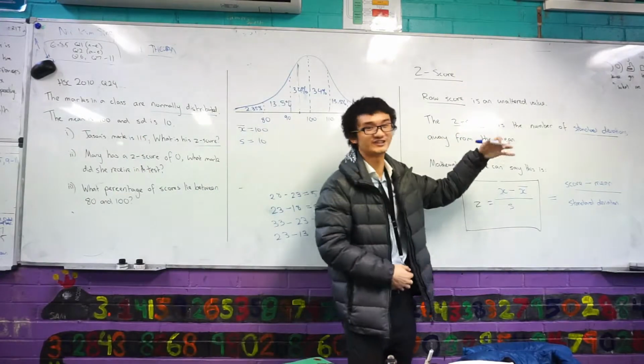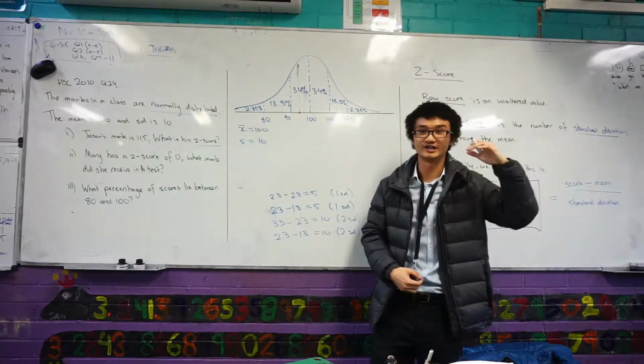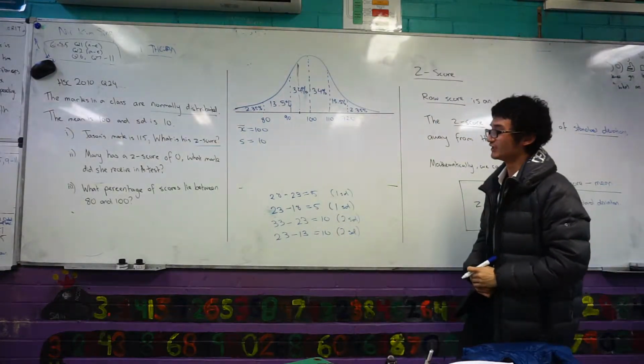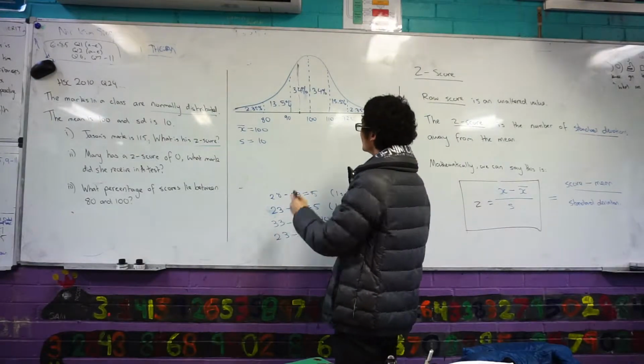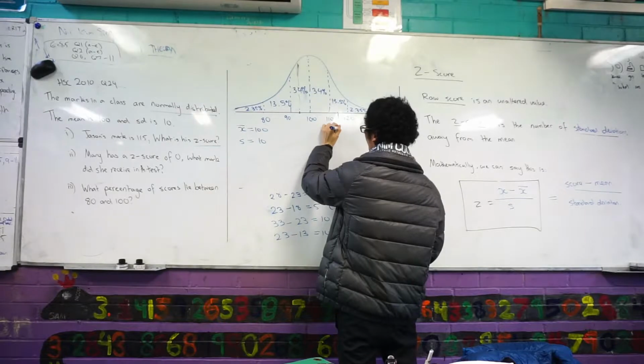The z-score, unfortunately, they both have scores in their names. It can be a bit confusing. Remember, the z-score is the number of standard deviations away from the mean. So Jason's mark is 115. What is his z-score? Similar to that earlier question, wouldn't it be 1.5?